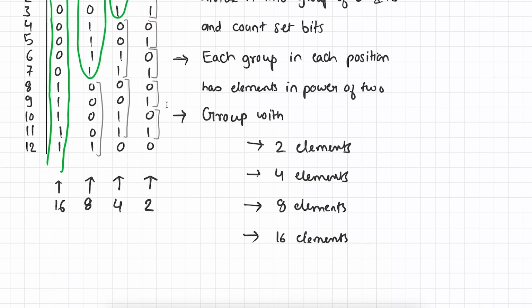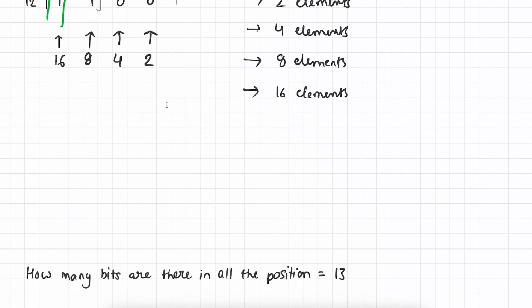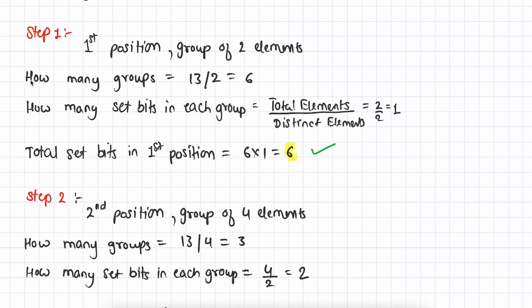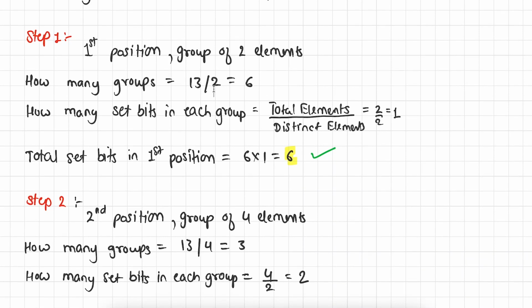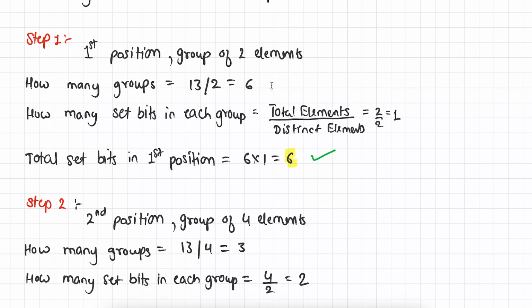So let's see how we find the number of set bits. Step number 1 is taking the first position into consideration. Here the group has 2 elements. So how many groups are possible? If we have 13 bits and divide 13 by 2, we are finding groups of 2 elements. So 13 divided by 2 is 6, which means there are 6 groups.